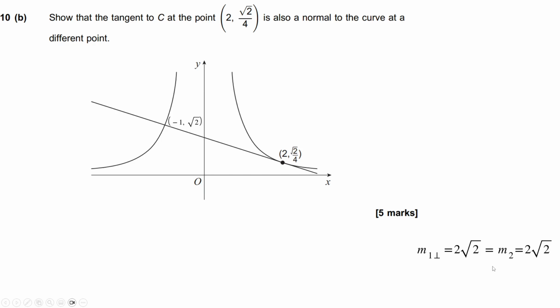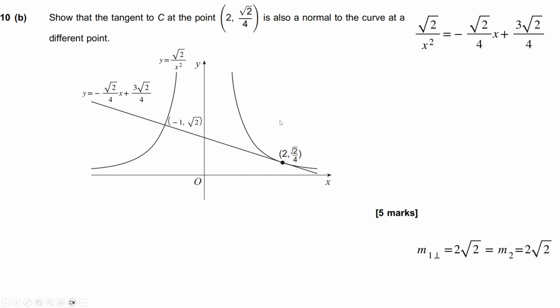I think that's actually not supposed to be there, that's a spoiler. Doesn't matter. Show that the tangent to C at the point 2, and then root 2 over 4 is also a normal to the curve at a different point. Okay, so we've got this equation for this tangent at that point, and we've got this here equals root 2 over x squared, and then similar here on the same side.